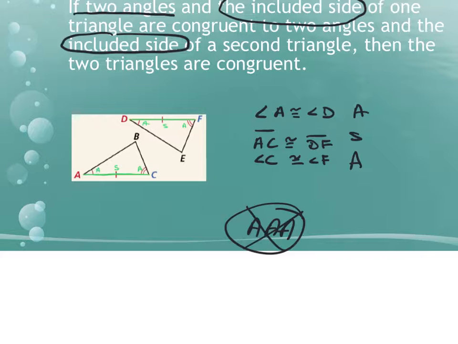Yeah, like notice I've got A and C are two angles that are marked on one triangle. D and F are those same congruent angles on the other. It's the side in between those two angles, the side that connects those two things. That's our included side. Just like an included angle would be the one that is pinched between those two sides. Thank you.